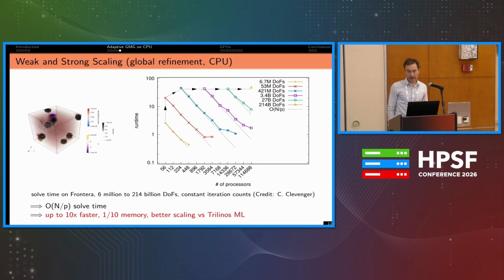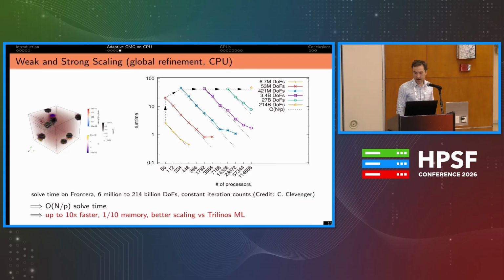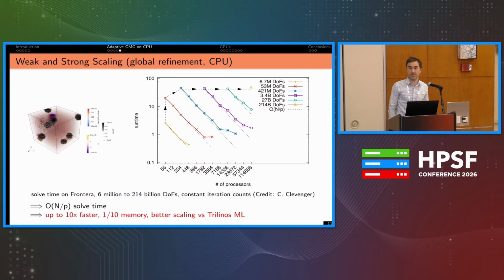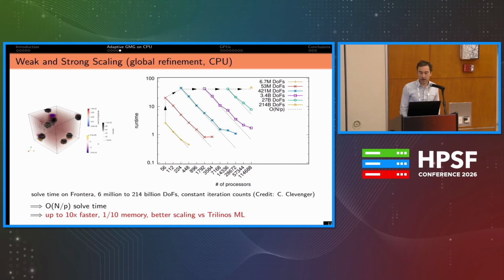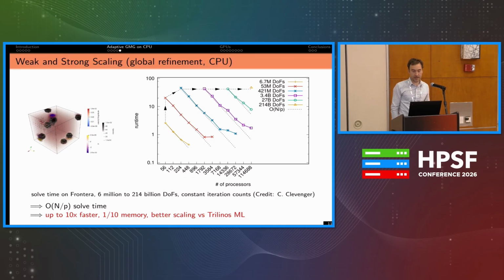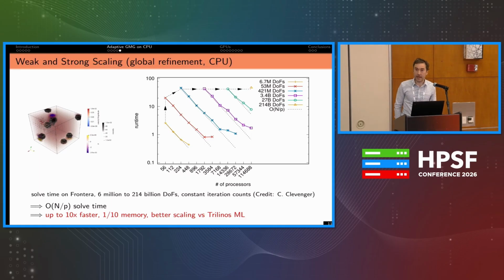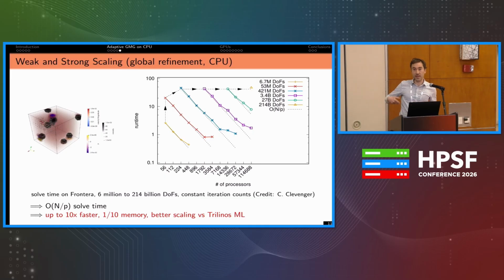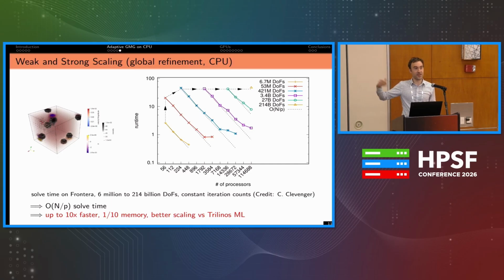These are weak and strong scaling on Frontera up to hundreds of billions of unknowns and hundreds of thousands of MPI ranks. And this works very well. And the punchline at the bottom is we see really good weak and strong scaling for these kind of problems. And typically up to 10 times faster, 1/10 of the memory requirement, and better scalability on the small side and the big side versus the assemble a matrix, put it into an Epetra CRS matrix and run ML. Of course, also with block preconditioners, etc.